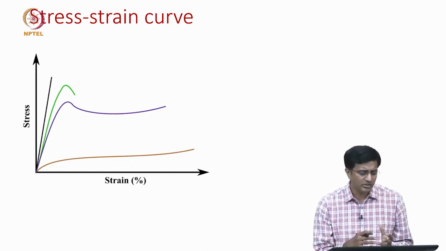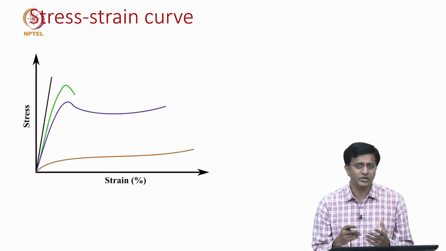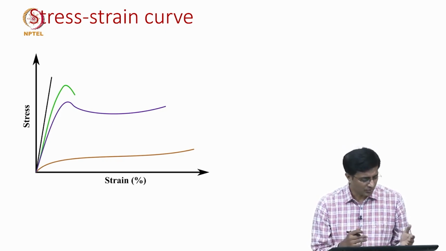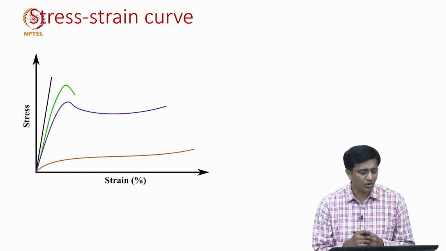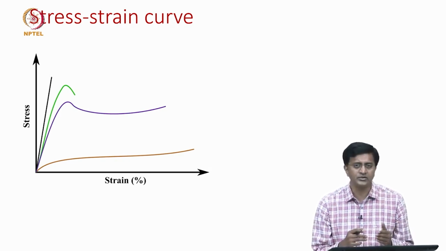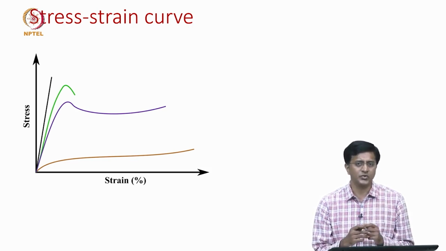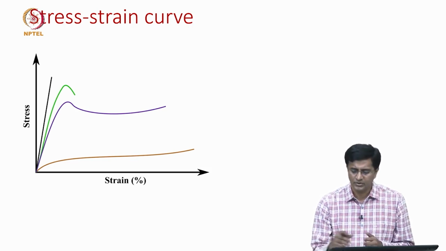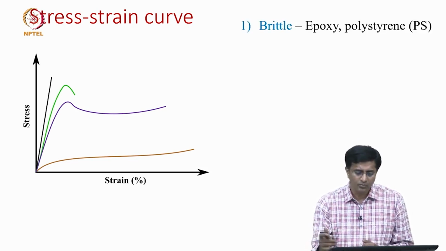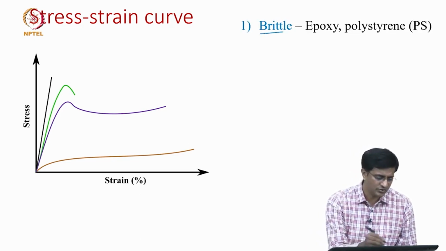Now, we will see how the stress strain behavior changes for different polymers. In this stress strain plot, we see that there are 4 different curves, and each of them signifies a different mechanical response or mechanical behavior. We will start with brittle behavior, which is shown here.